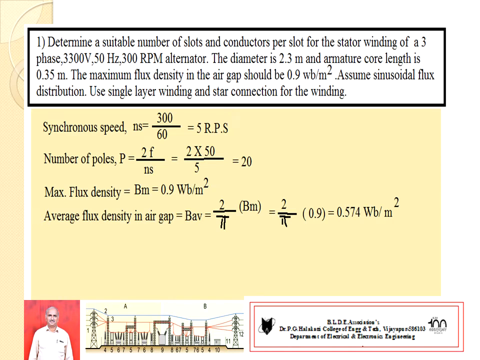Problem number 1. Determine a suitable number of slots and conductors per slot for the stator winding of a 3-phase, 3300 volts, 50 Hz, 300 rpm alternator. The diameter is 2.3 meter and armature core length is 0.35 meter. The maximum flux density in the air gap should be 0.9 Webers per meter square. Assume sinusoidal flux distribution. Use single layer winding and star connection for the winding. So this is the given problem.